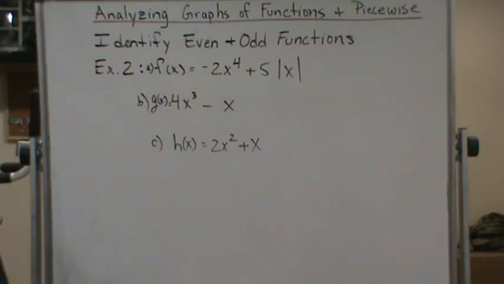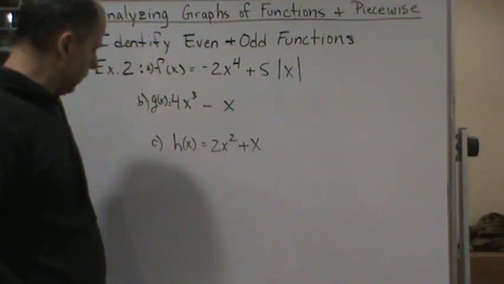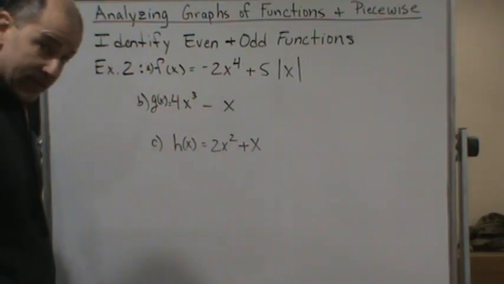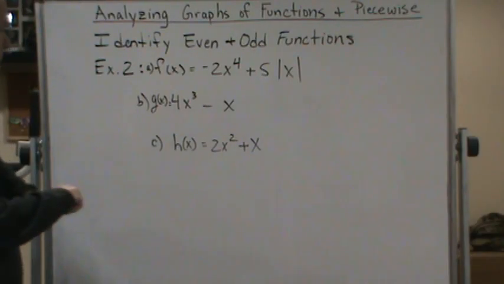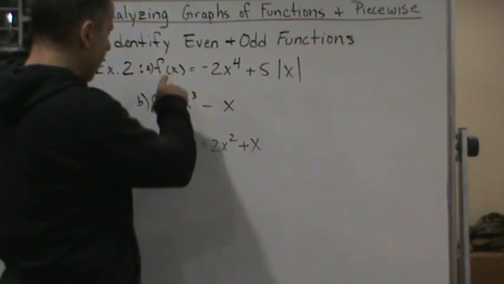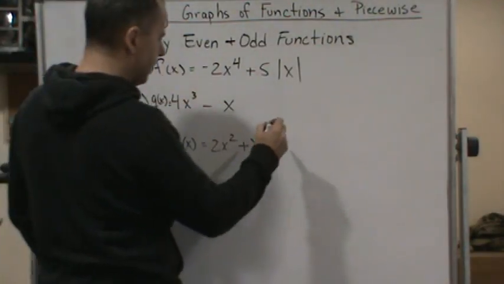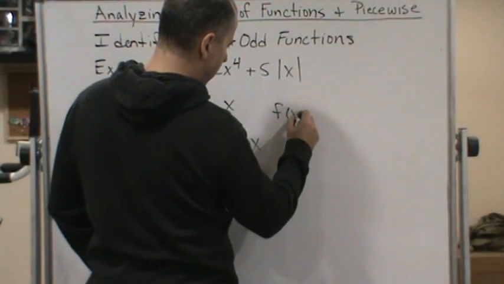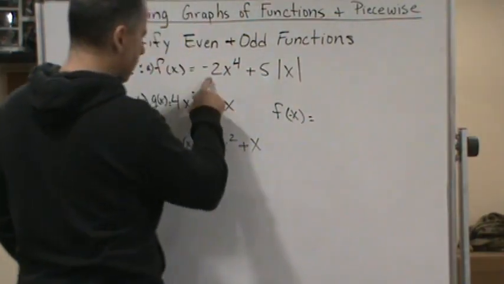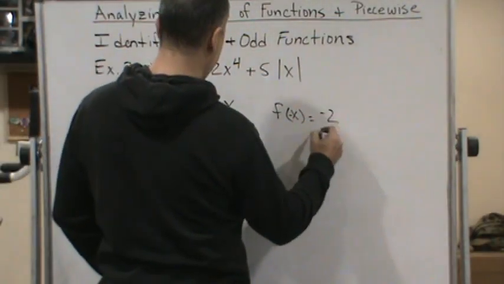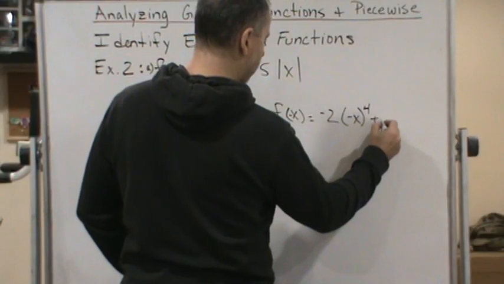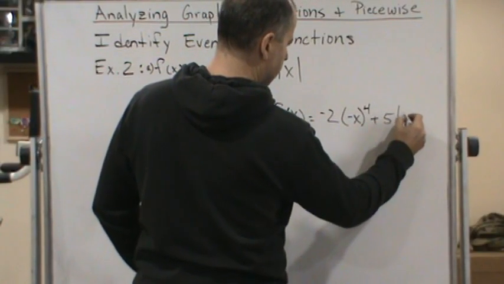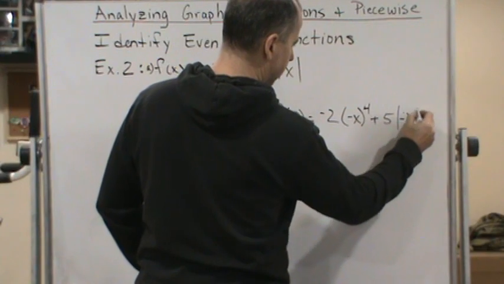All right, welcome back. Now, let's take a look at this example here. We've got three functions here. So let's analyze each of them and see whether they're even or odd. The first thing I'm going to do is take f of negative x. So f of negative x is going to give me what? Negative 2 times negative x to the fourth power plus 5 times the absolute value of negative x.